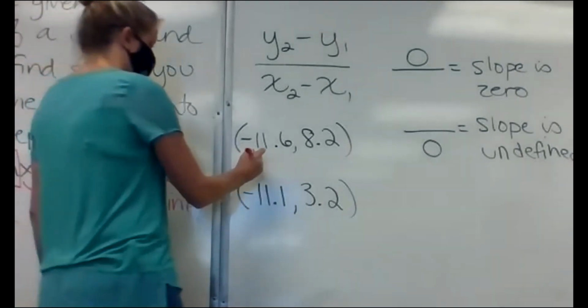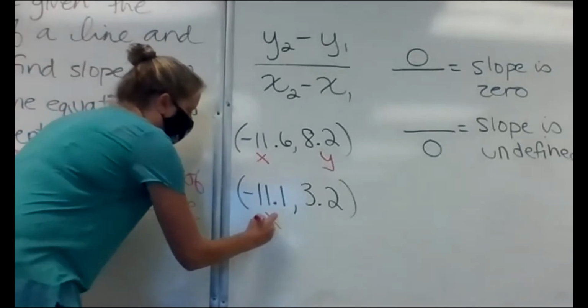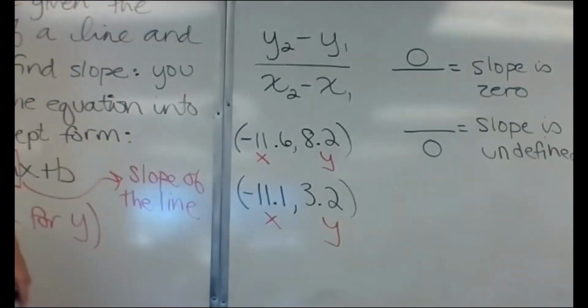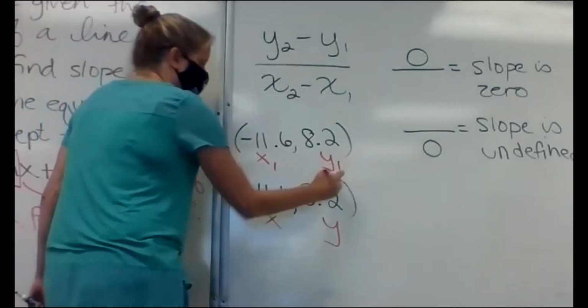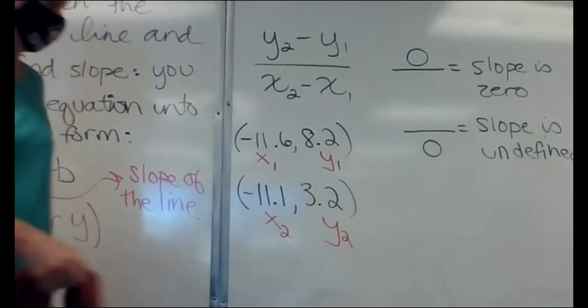Again, label. First point has an X and a Y, second point has an X and a Y. First point gets my 1s, second point gets my 2s. And then plug it in.